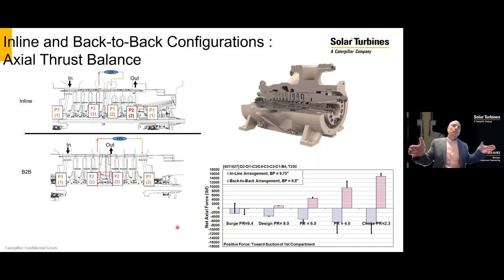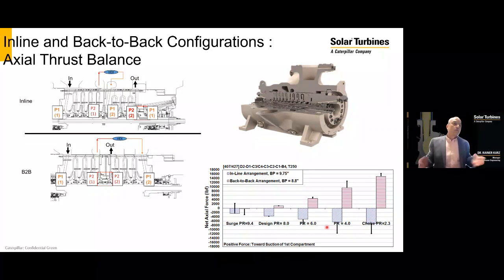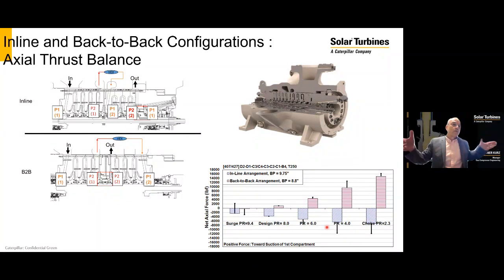So we simply looked into how does the axial thrust change when I operate either concept with otherwise the same staging from surge to choke. And what we found is that actually you get far more changes in axial thrust. That's therefore much harder to control with the back-to-back machines compared to an inline machine, which was actually one of the reasons that led to our decision to essentially have our multi-section machines in an inline configuration.